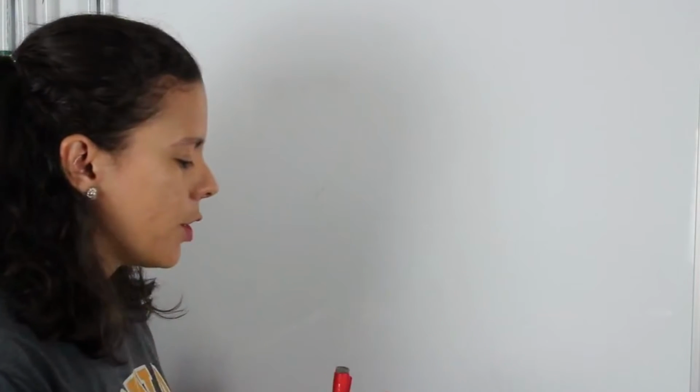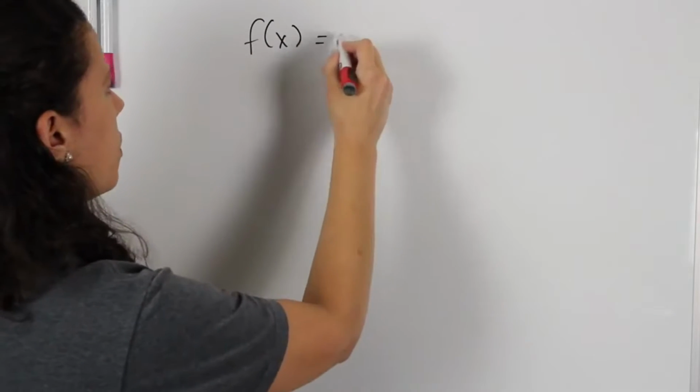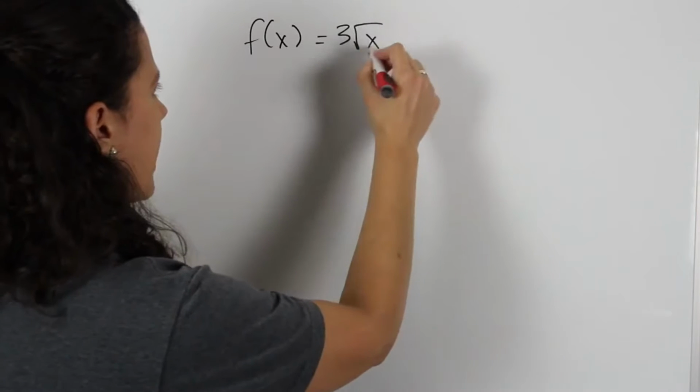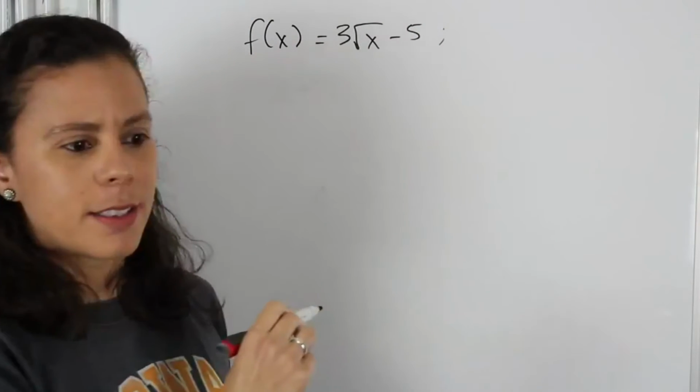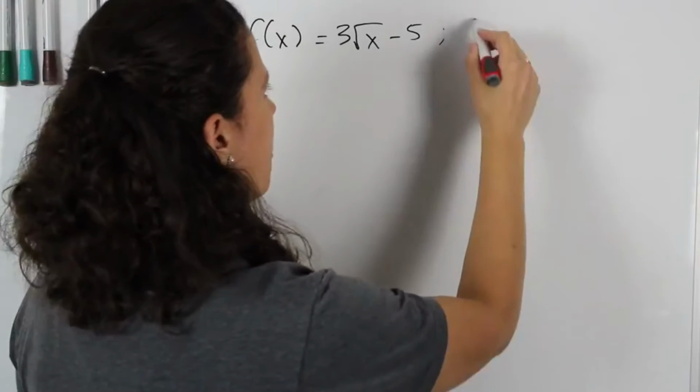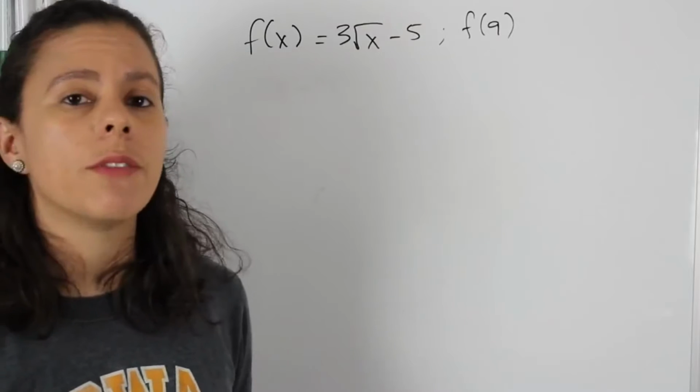All right, so the first question that I got was about evaluating functions. And the question was, if I have f of x being equal to 3 root x minus 5, and then they do this thing here, the semicolon, f of 9. The question is, well, what is that? Like, how do you evaluate that?